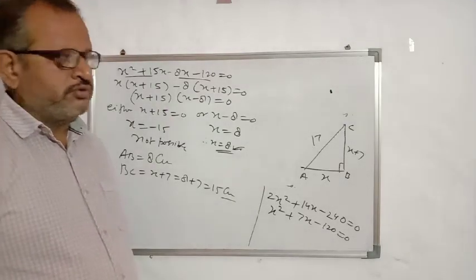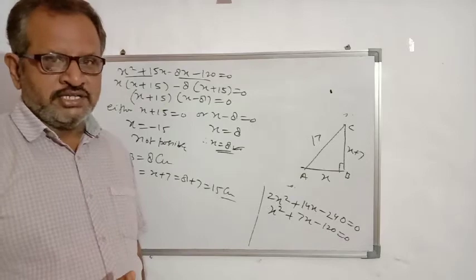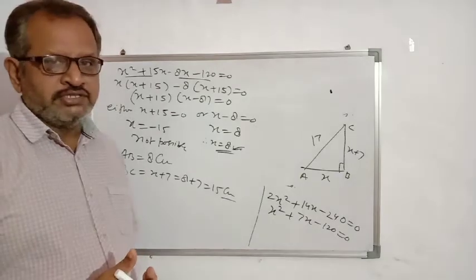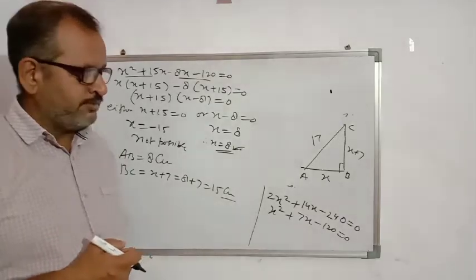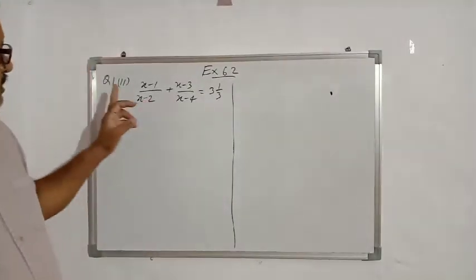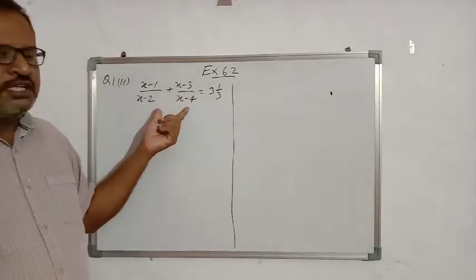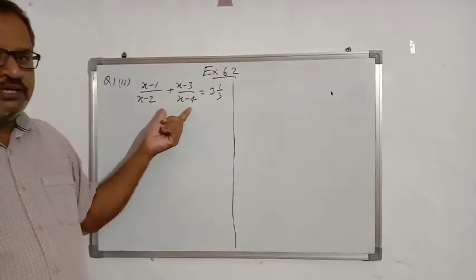Now we will discuss some more questions, some other equations which are not in the form of a quadratic equation, but we can make them quadratic by simplification. So let us see some problems like that. See question number first, second part, exercise 6.2. This equation is not in the form of a quadratic equation, but we can make it quadratic by simplification.